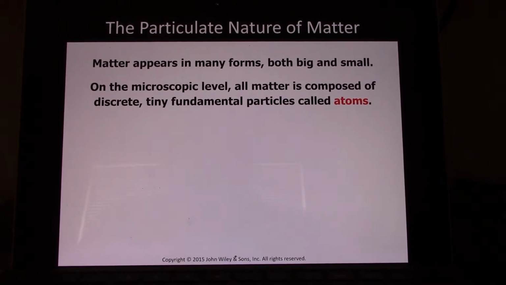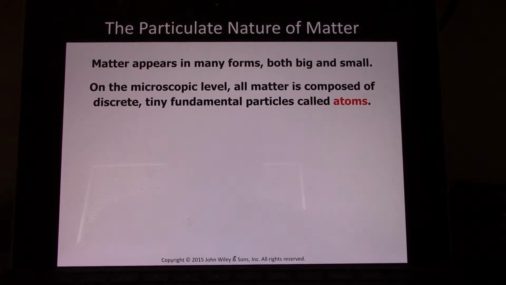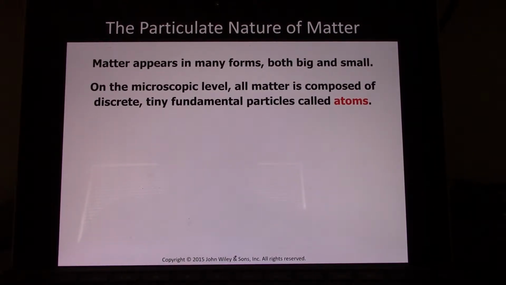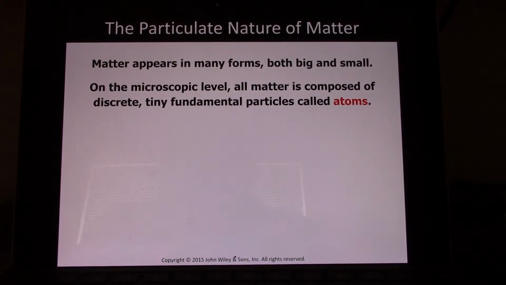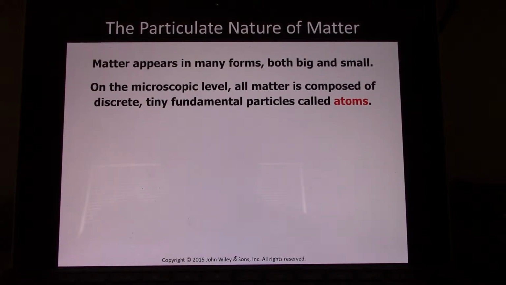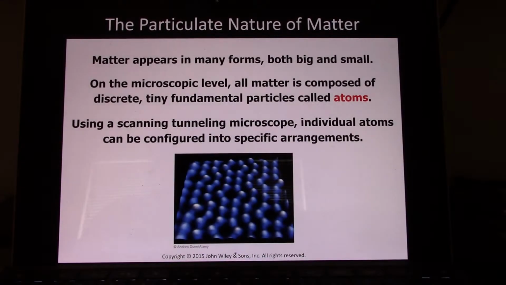On a microscopic level, all matter is composed of atoms, tiny, discrete, fundamental particles. And in chemistry, they are the basic unit. You either have an atom or you do not have an atom. There are no halves of atoms, no thirds, no fourths. You either have one or you don't.